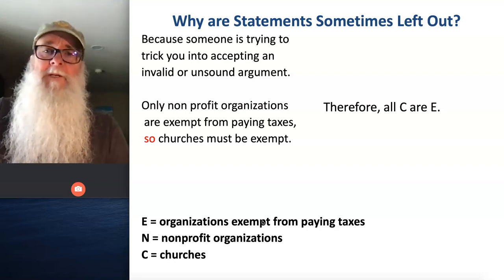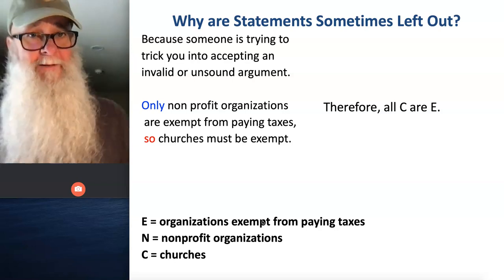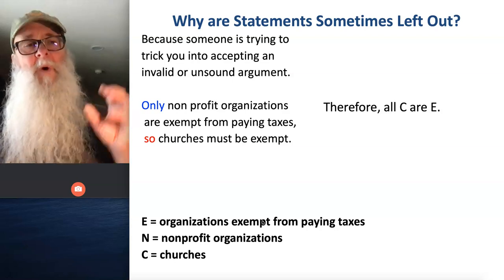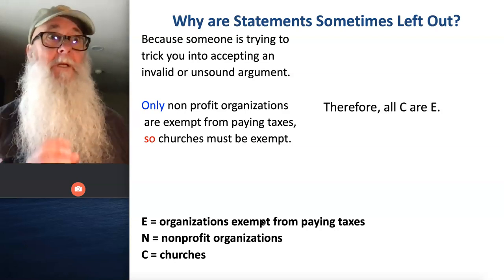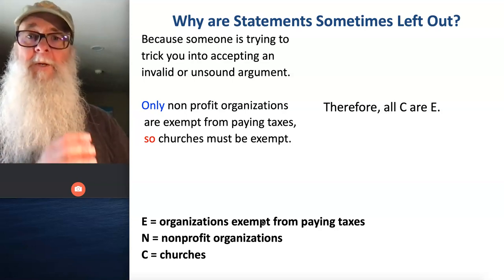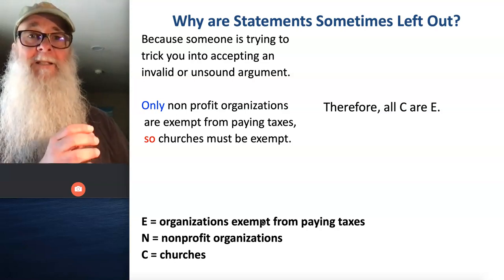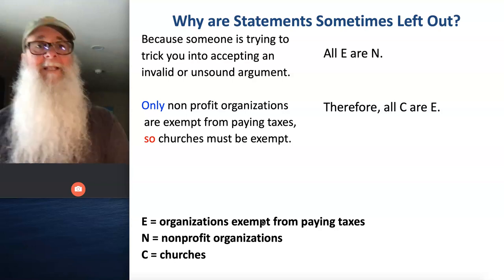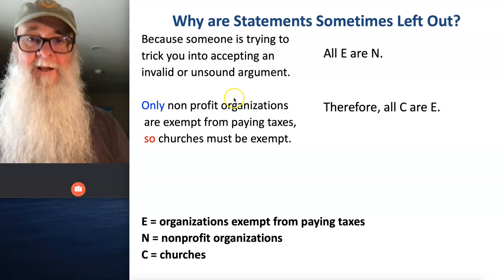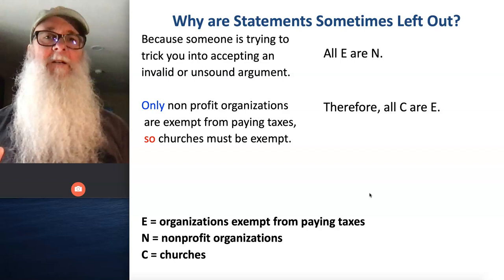And then the premise statement, only nonprofit organizations are exempt from paying taxes, has an important word in it: the word only. I know that whatever follows only is going to serve as the predicate term of my standard form categorical statement. So I've got to come up with a statement that has nonprofit organizations as its predicate term. That leaves me with: all organizations exempt from paying taxes are nonprofit organizations. Bummer.